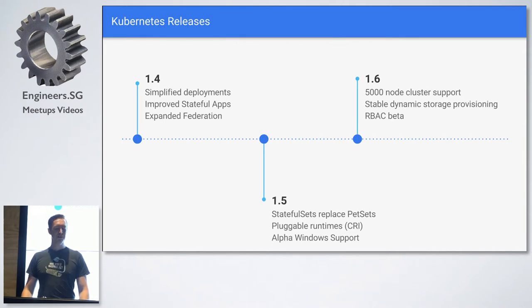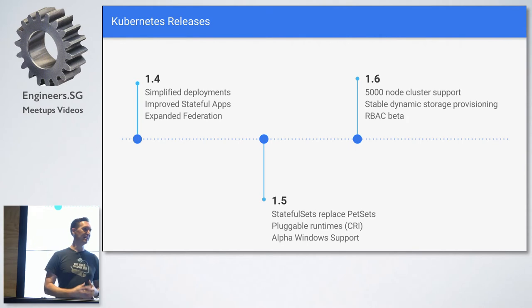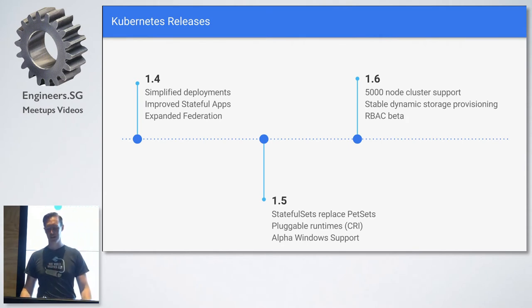The improvement of stateful apps is an important one, and that's one that I'll be talking a little bit about tonight, especially on the storage side of things. And the expansion of federation. Now, federation is a way of connecting different Kubernetes clusters together across bare metal, cloud providers, and various different environments that let a larger environment run different high availability workloads and everything else. So a pretty important feature that is part of Kubernetes that's continued to mature over the releases.